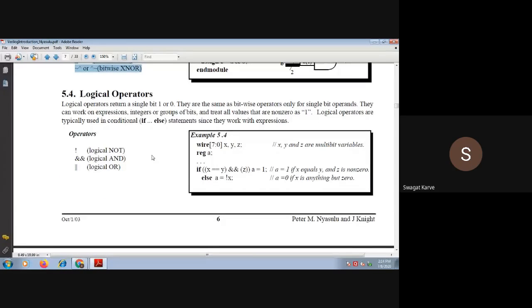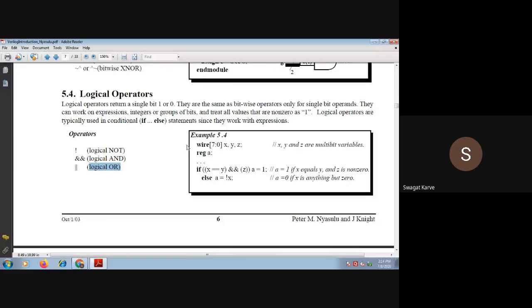Now logical operators. This single exclamation sign means logical not, double ampersand means logical and, double vertical line means logical or.